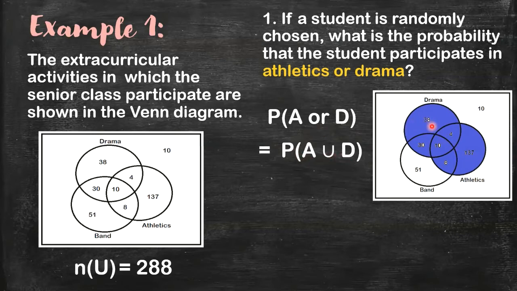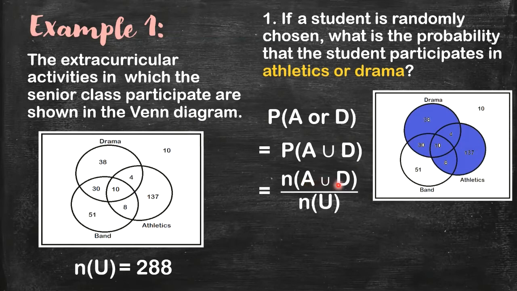So, ito yon. So, how do we get the probability again using Venn diagram? We count the number of elements in the given set. So, bibilangin natin kung ilan ang elements ng A union D. Okay? Yung N of U, it's 288. Okay? So, you may want to add all the numbers that you see in the shaded portion. Or para mas mabilis, pwede niyong tingnan, di ba yung buong ito, 288 lahat.